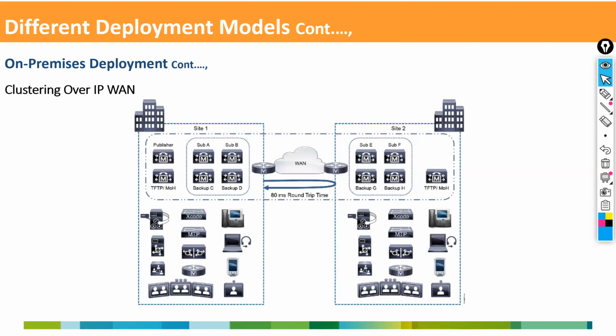Yes, it happens in cricket actually. The Indian cricket main board earlier was in Kolkata. You know why it was in Kolkata? Okay. That's what clustering over IP WAN is.